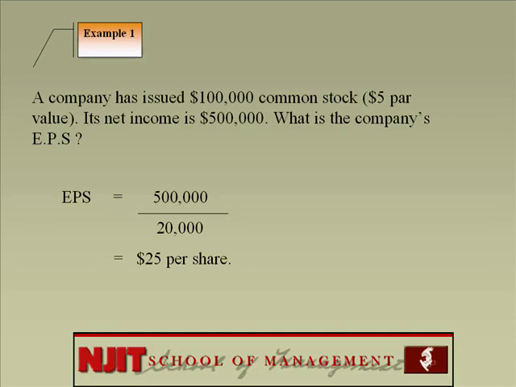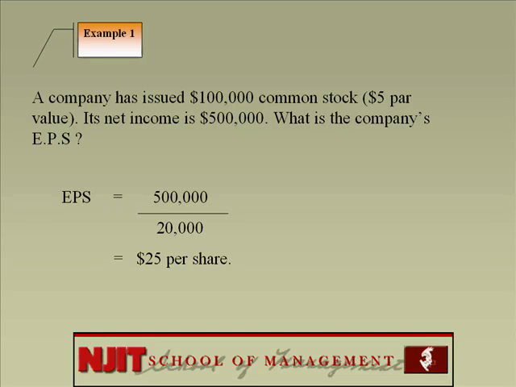EPS is very carefully monitored by stockbrokers. Generally, if EPS increases, it sends a very strong positive signal to the stock market. And if it decreases, it sends a negative signal. As I said, EPS is a very important ratio that's reported on the Wall Street Journal and followed closely by financial analysts.